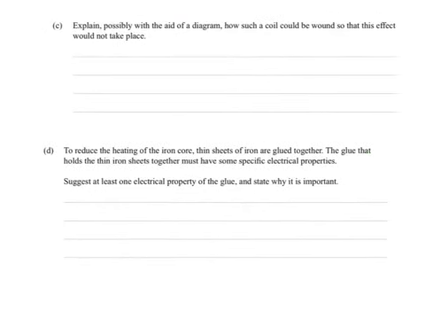C. Explain, possibly with the aid of a diagram, how such a coil could be wound so that this effect would not take place. I won't really use a diagram. So really, we have to eliminate that change in magnetic flux in the AC coil, the alternating current running through the coil. So the best way to do that is, you would have some coils running one way, and then you would loop them back on themselves so that you would have current running in the opposite direction.